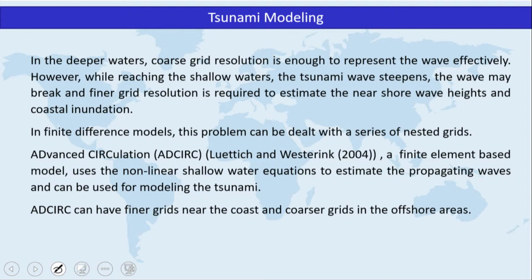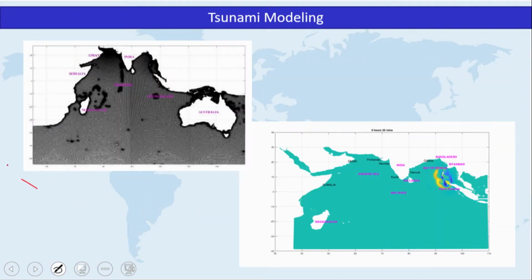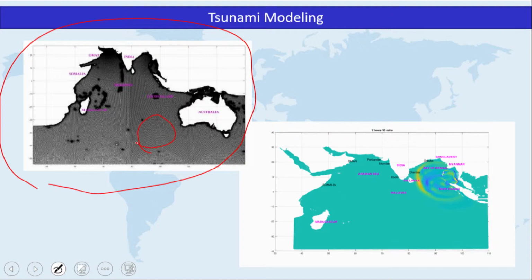And we have constructed that kind of a model, and this figure shows how the coarse resolution grids in the open ocean change to very fine resolution at the coast. You can see one of the snapshots from the model here, showing how the tsunami wave which was generated in this area gets propagated, I guess that is for the 2004 event, and how the tsunami waves approach the Indian coast.